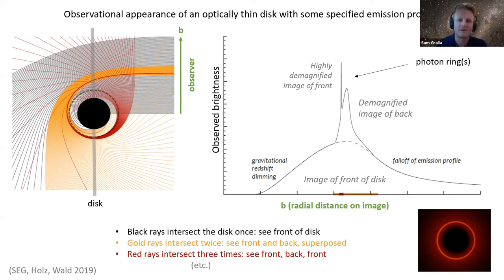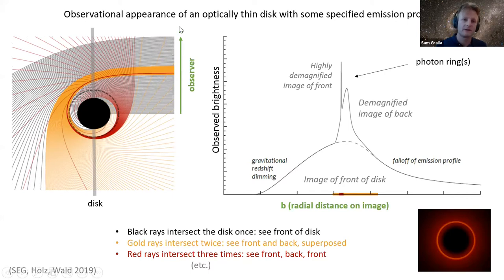But from my point of view, if we don't have first principles modeling, we really should be just exploring various emission profiles, not taking too seriously anything that comes out of a particular code. So I've just put some emission profile on here, and here's the fully ray traced radial profile. Okay, but let's understand the features.